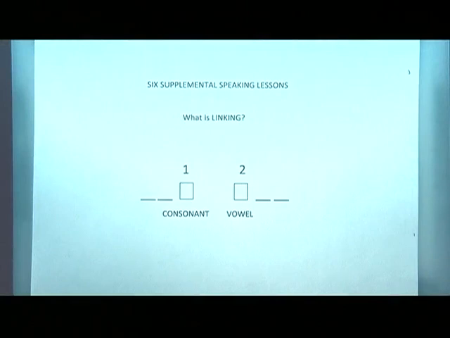What is linking? When does it happen? It happens 3 different times. When one word ends in a vowel and the next word begins with a vowel. When one word ends in a sound that is the same sound as the second word that follows. Or here, what we're going to talk about, when one word ends in a strong consonant sound, and the next word begins with a weak vowel sound. Remember what vowels are? A, E, I, O, U, and Y.